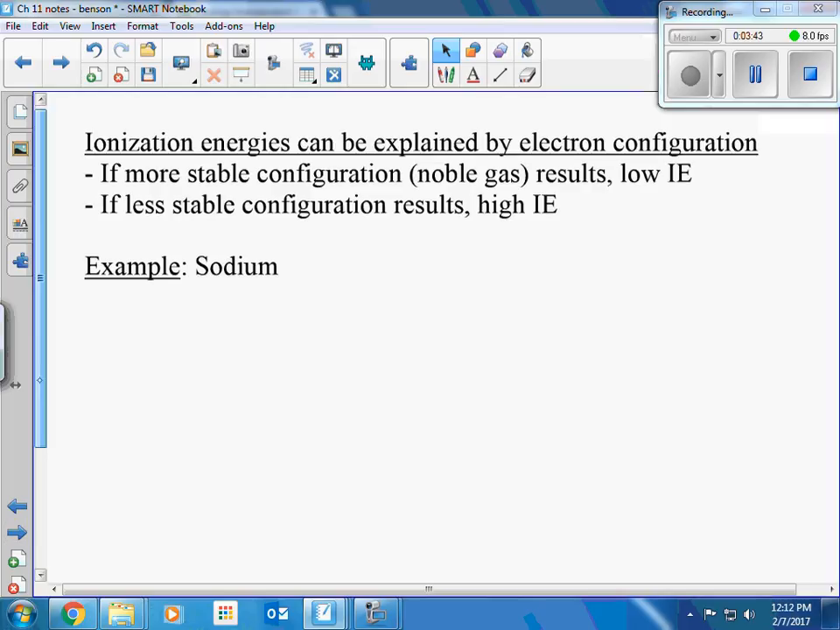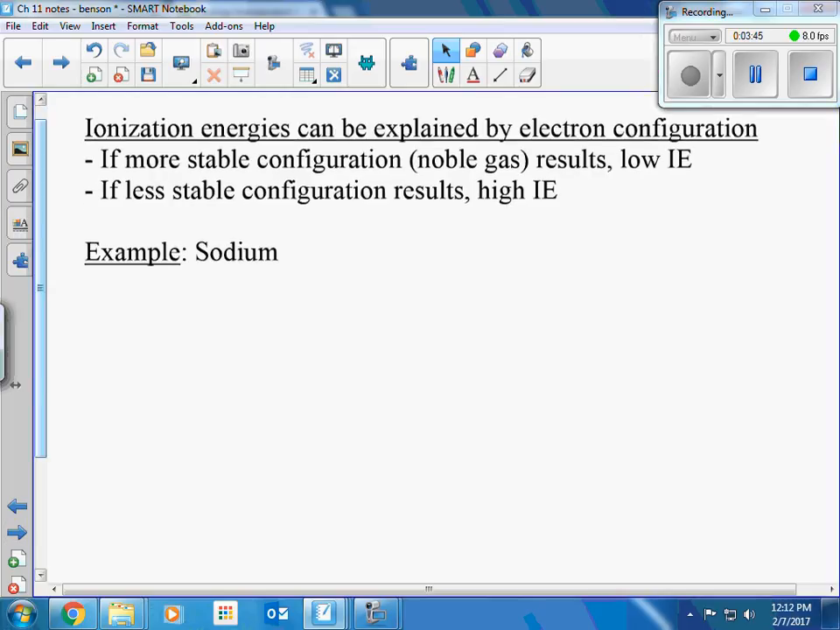Okay, so ionization energies can be explained by electron configuration. If a more stable noble gas configuration results, we have a very low ionization energy. So that happened with lithium plus 1. If they can get to this configuration easily, it doesn't require a lot of energy. If you are going to get a less stable configuration, then it's going to require high energy.